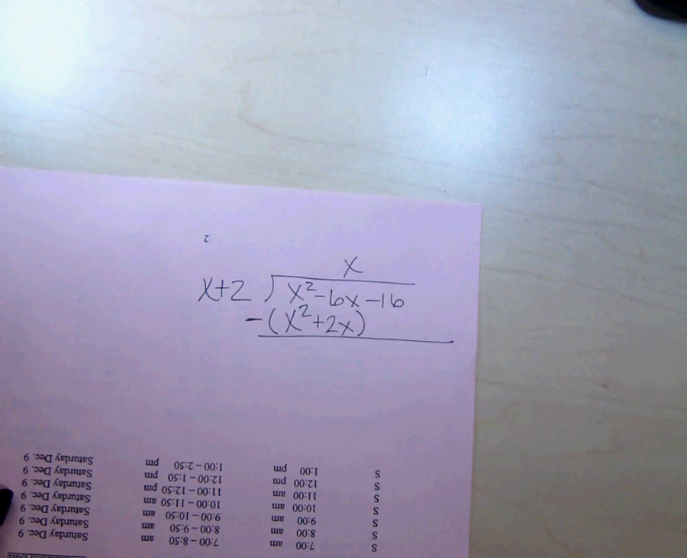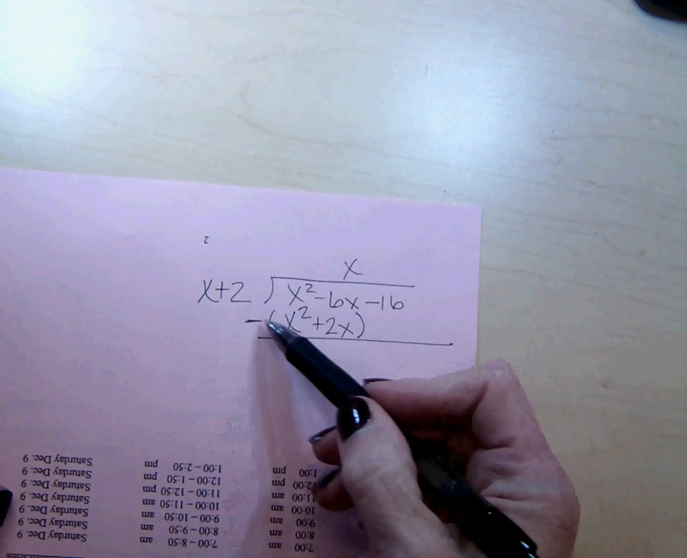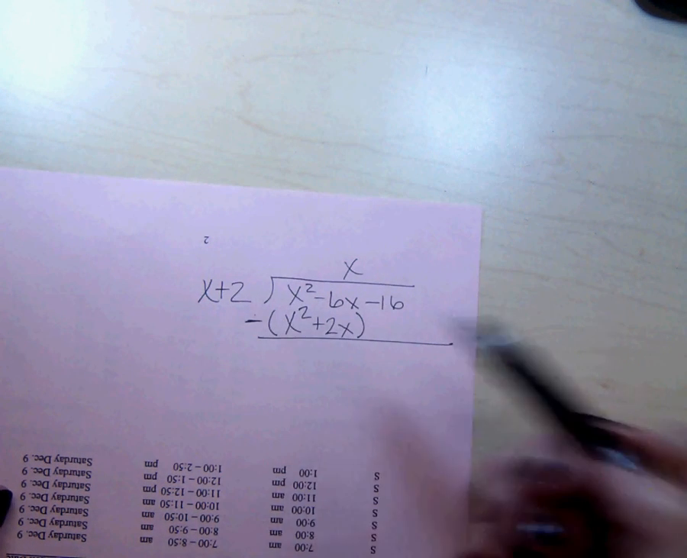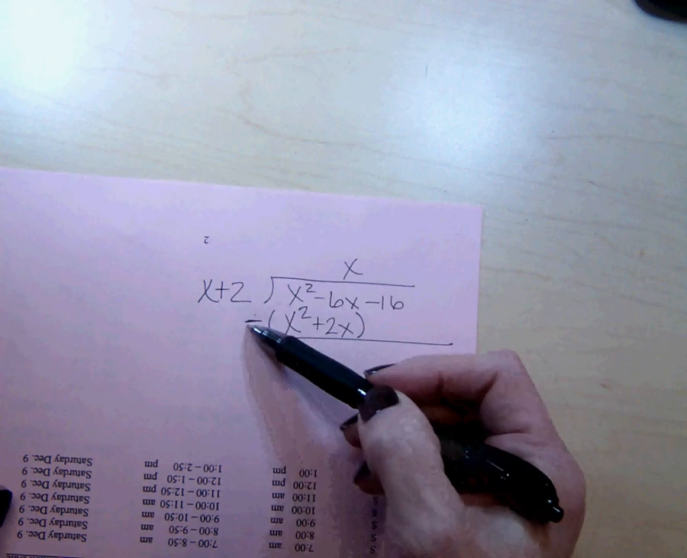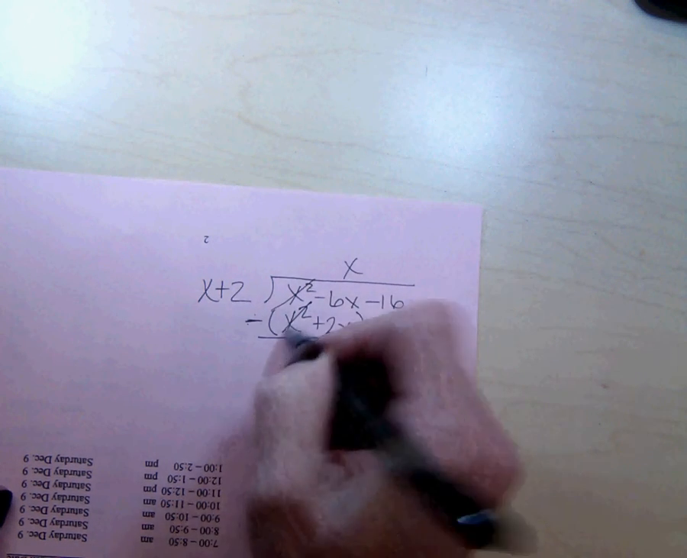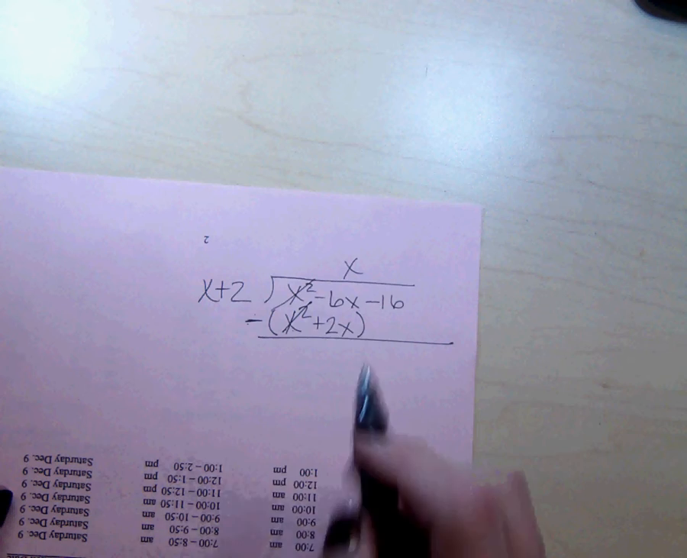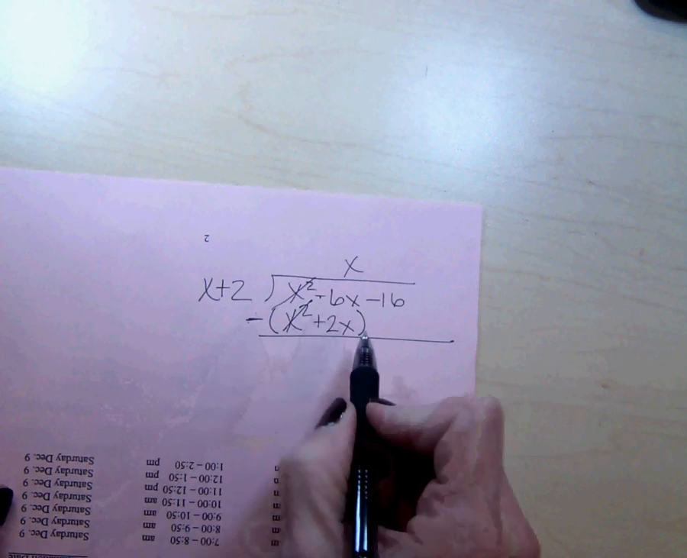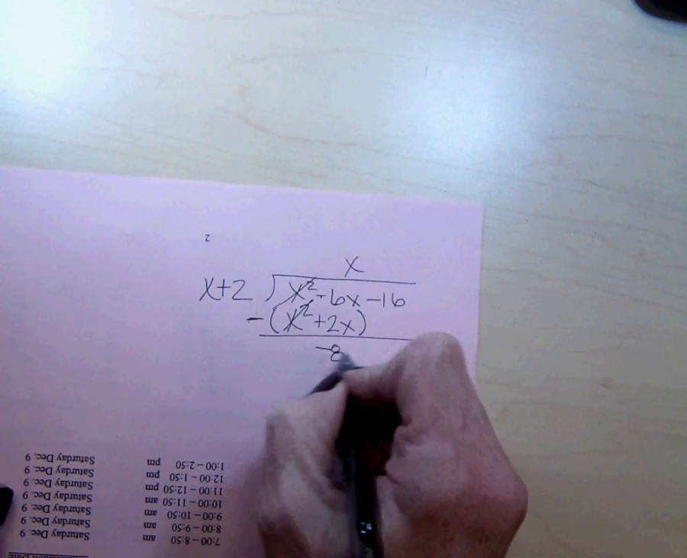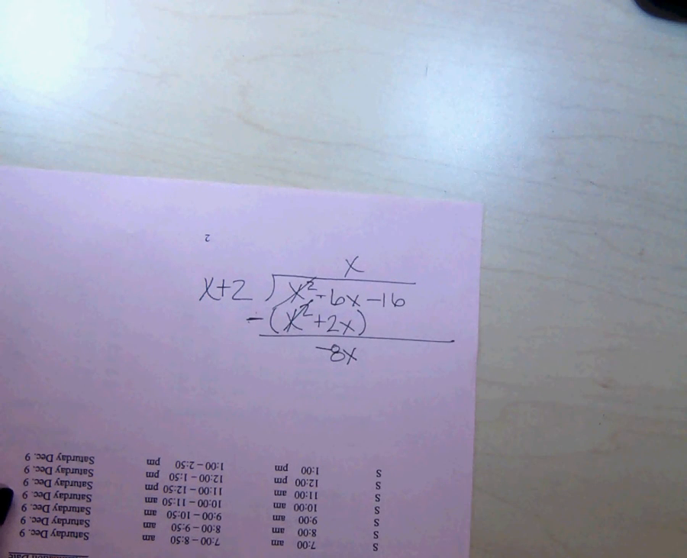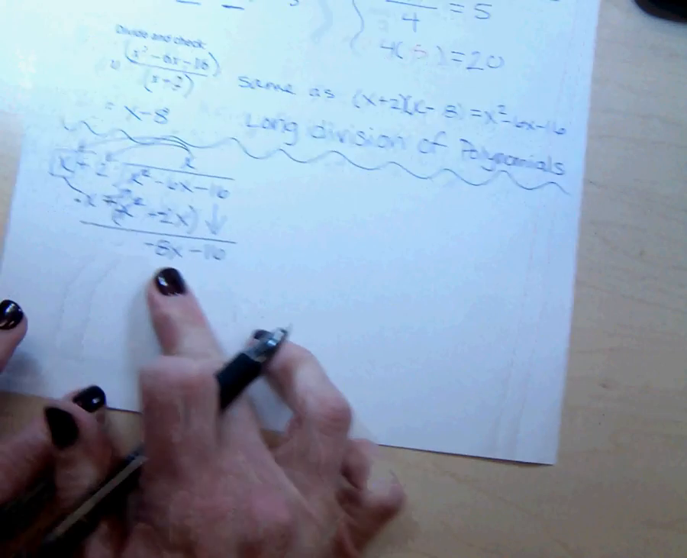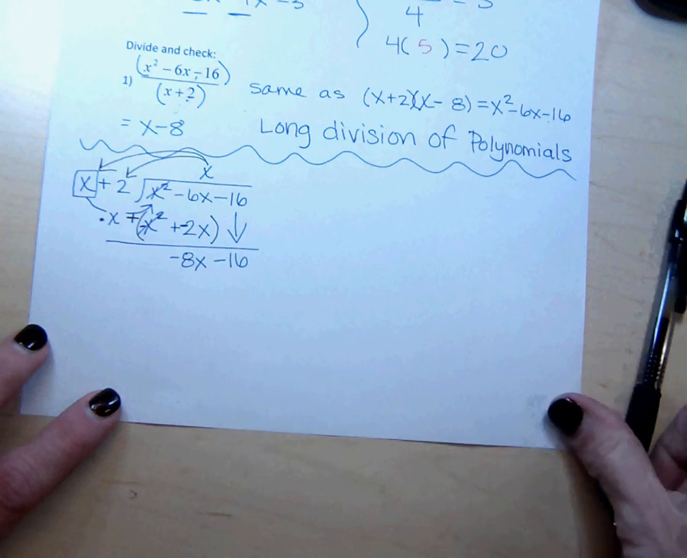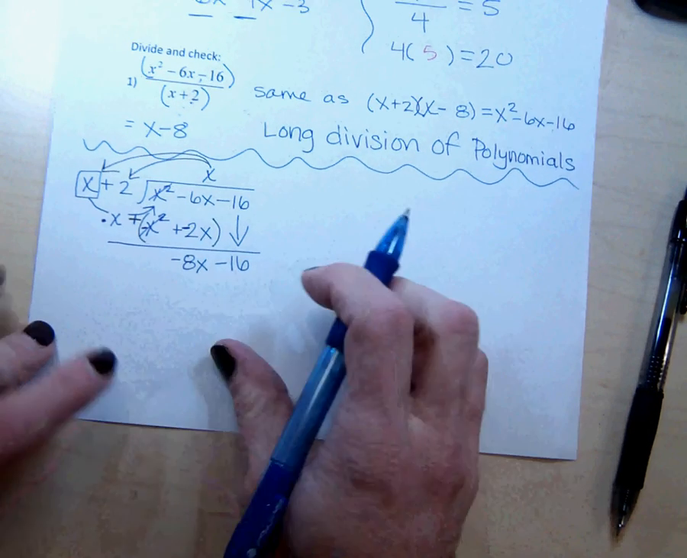Well, you can think about it purely as subtraction instead of changing this to a plus and changing these to their opposites. X squared minus x squared is 0x squared, so those go away. And then negative 6x minus a positive 2x is still negative 8x. So however you want to look at it, you're going to get a negative 8x here, and then you bring down the minus 16. All right, now we start again.